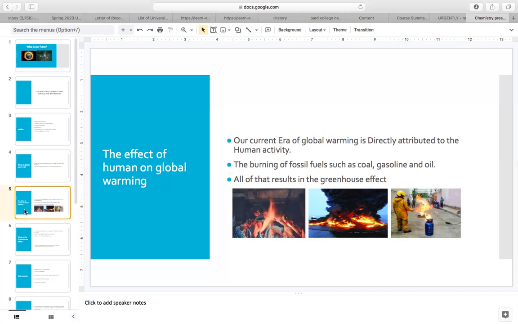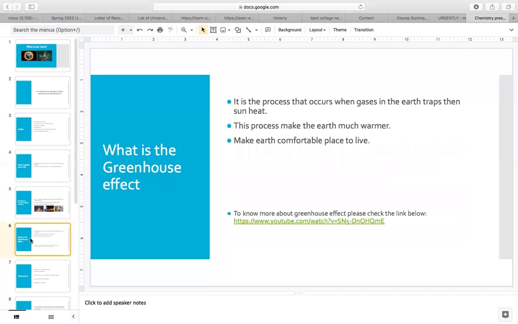Do you know what is the greenhouse effect? If anyone knows? Greenhouse effect, it is the process that occurs when gases in Earth's atmosphere trap the sun's heat. This process makes Earth much warmer than it would be without atmosphere. The greenhouse effect is one of the things that make Earth a comfortable place to live. This greenhouse effect is increasing the global warming at an alarming rate. To know more about the greenhouse effect, please check this link. I attached the YouTube video. You can watch it by yourself.